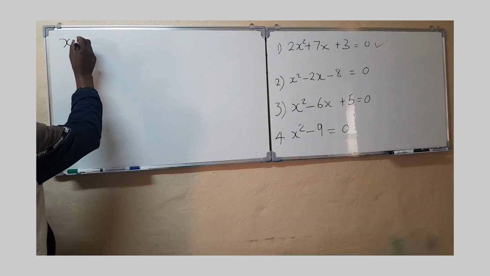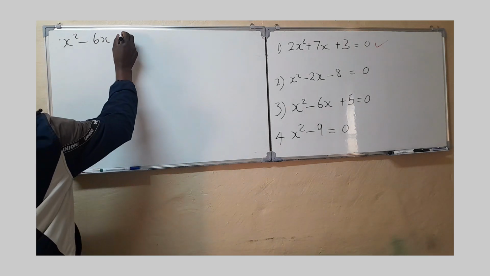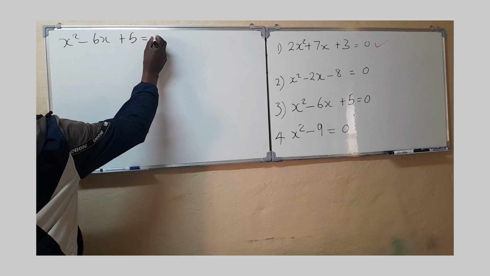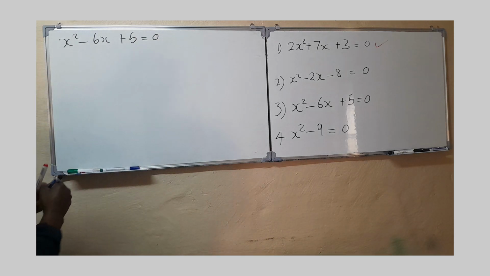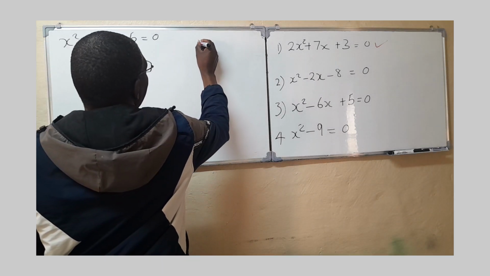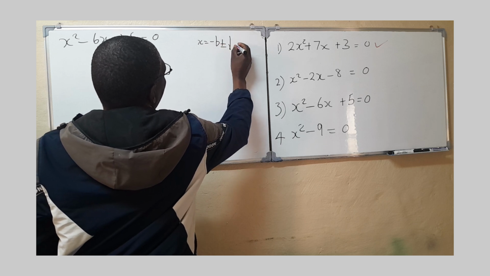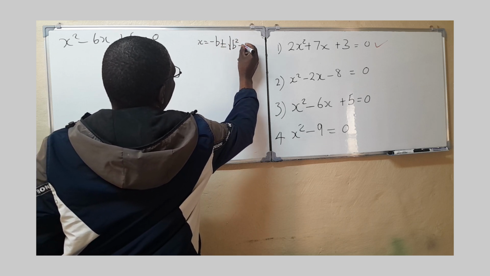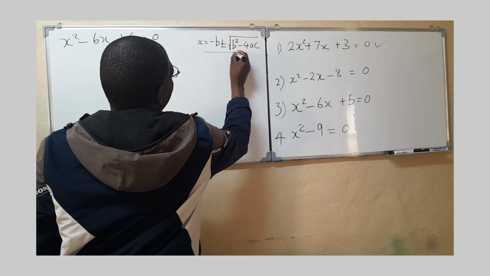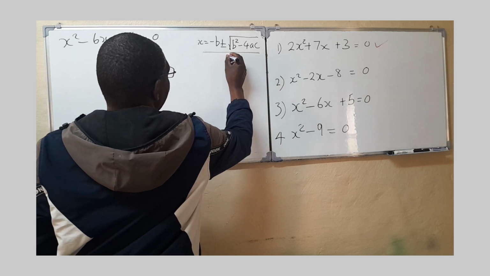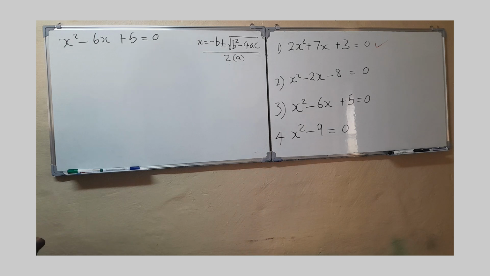x squared minus 6x plus 5 is equal to 0. Oh, I cleared the quadratic formula. I'll write it back again here. Let me quote it here. It's x is equal to minus b plus or minus the root of b squared minus 4ac, all this under the square root sign, and all this divided by 2 multiplied by a. Okay, so that's our quadratic formula there.